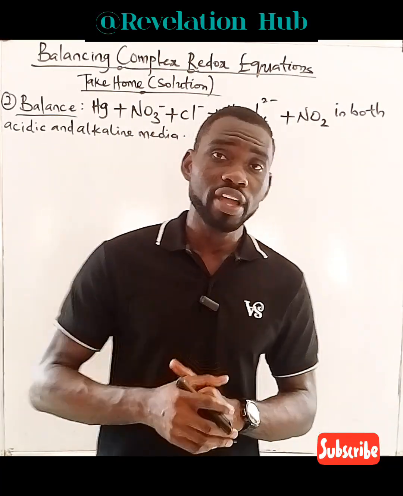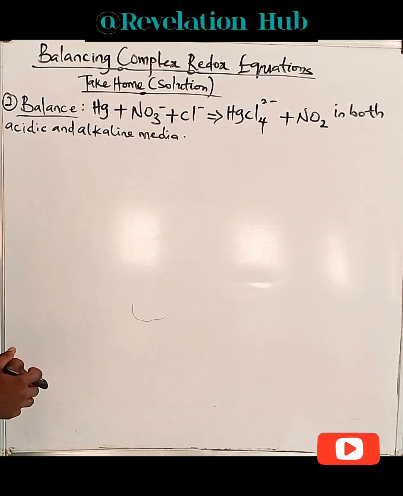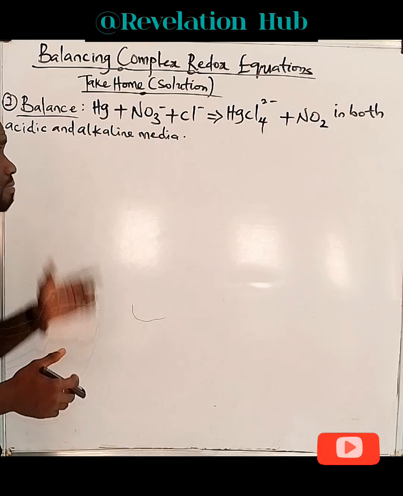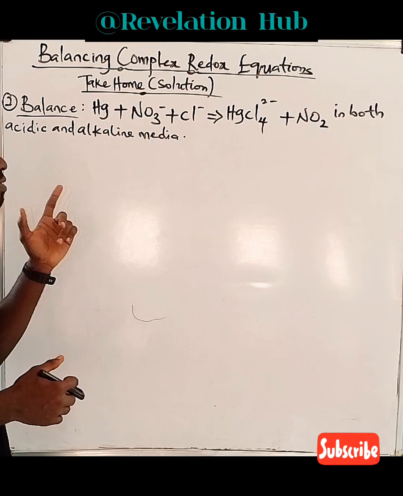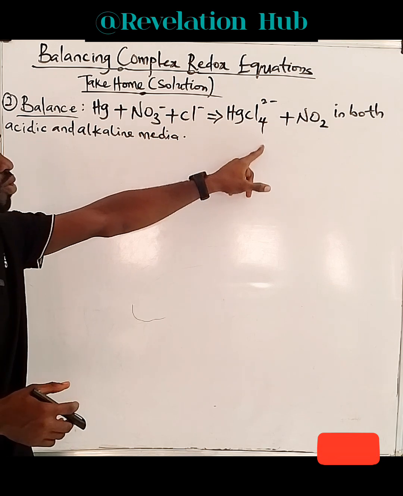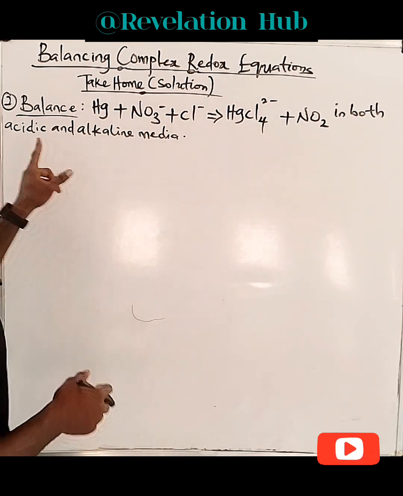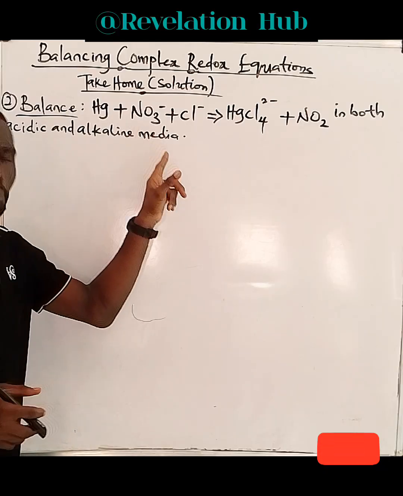If you're seeing this question for the first time, I would love you to pause this video and attempt it. So let's dive right into it. We are asked to balance Hg plus NO3 minus plus Cl minus equals HgCl4 2 minus plus NO2 in both acidic and alkaline media.